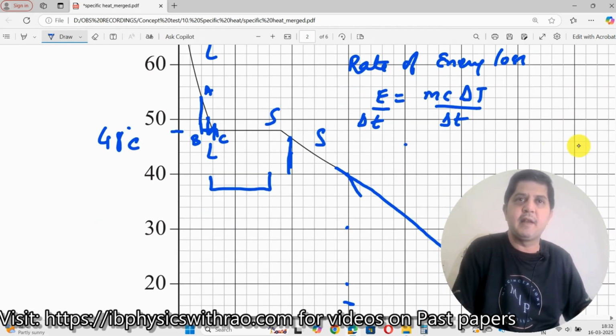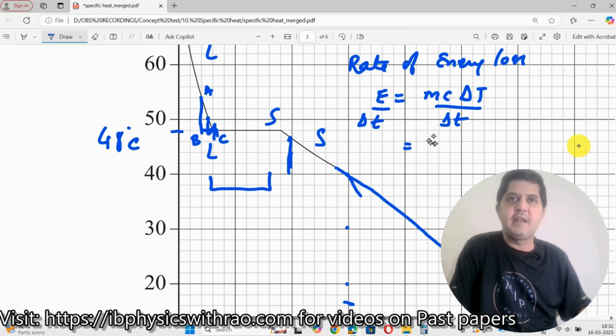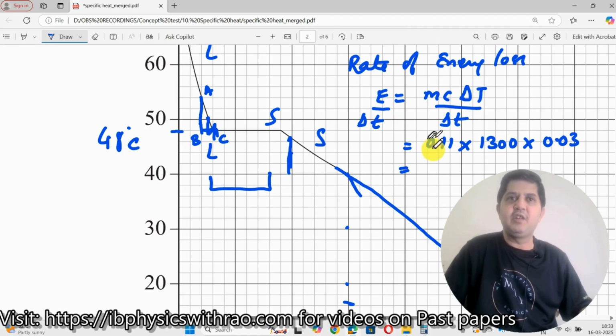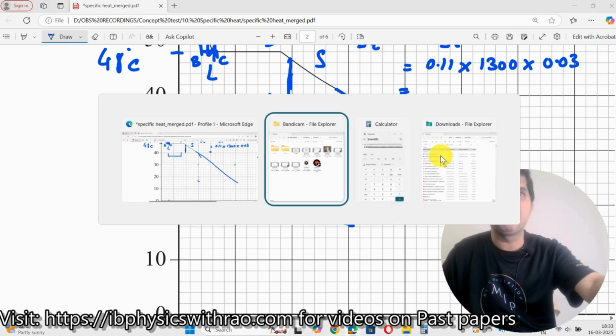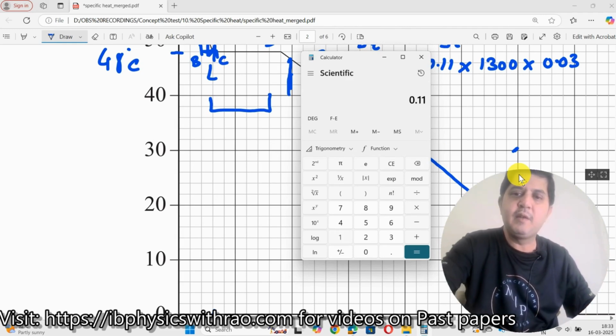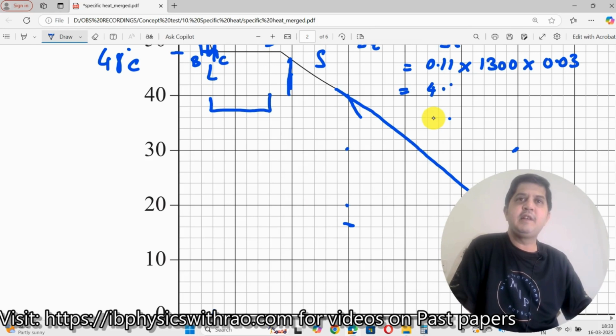Let me substitute one by one. What is the mass of the gas that is being used over here? The mass of the gas was seen to be 0.11 kg. So 0.11 kg multiplied by the value of c, which is already given, 1300, multiplied by delta T by delta t, which you got as 0.03, right? When I substitute all these values, let me see how much I get. So I get 0.11 into 0.03 multiplied by 1300. The answer is 4.29, 4.3 watt, which is nearly equal to 4 watt.